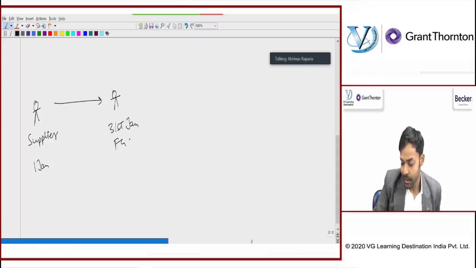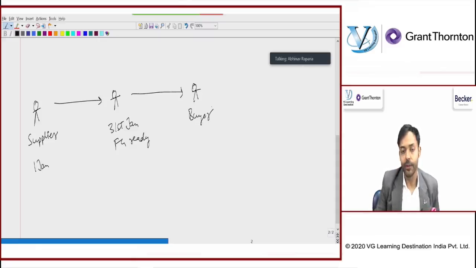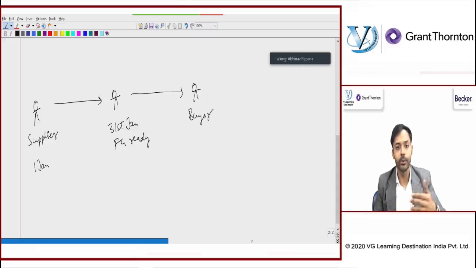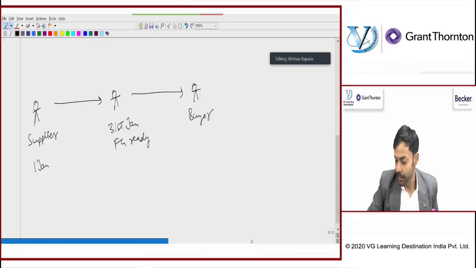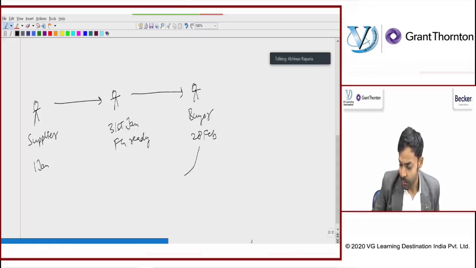So your material is ready by that time. Then you sell that material to another person, your buyer, and you give 28 days credit. You say, go and give me money after 28 days, right? So the person will give you the money on 20th February, right?